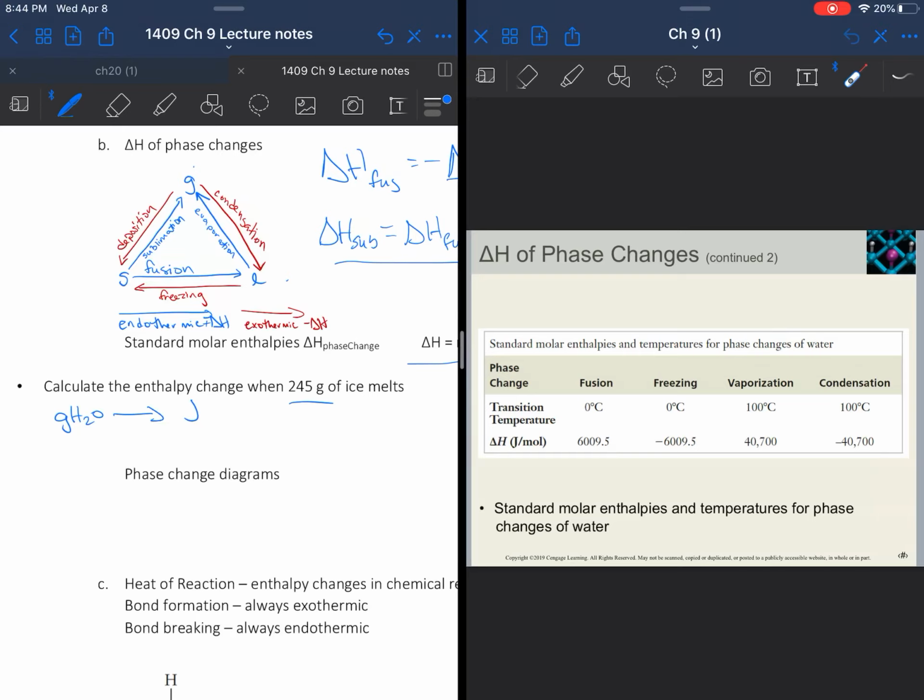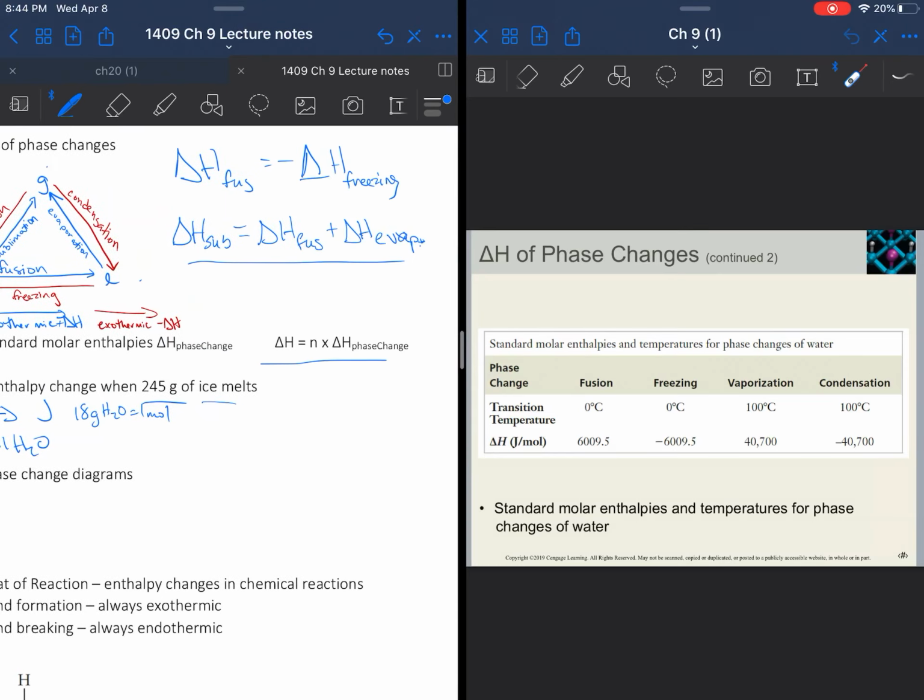So if we're going to calculate the enthalpy change of 245 grams of ice, there are a couple of things we want to know. We want to go from grams of that solid water to joules, so we need some relationships here. If we're looking at melting, we're looking at fusion. We know that there's 6,009.5 joules chemically related to 1 mole of water, because that's the molar enthalpy, that delta H of fusion.